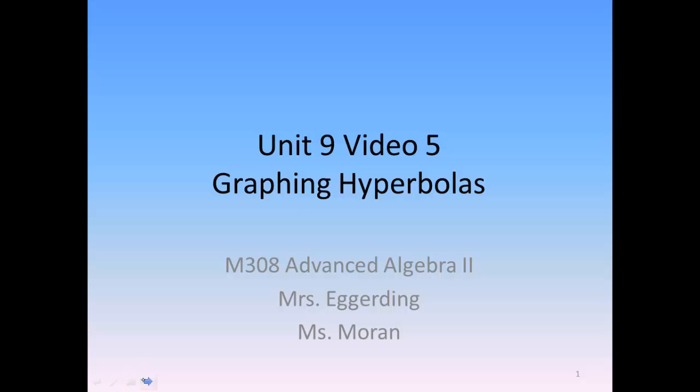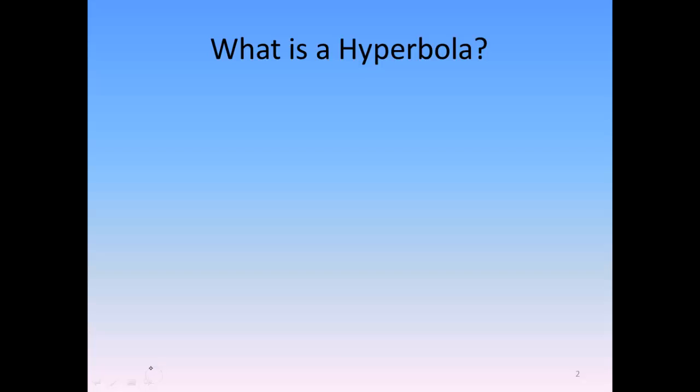You're watching video 5 of our last unit, and we're going to talk about graphing a conic section called a hyperbola. One of the things we're going to have to talk about is how to distinguish between a hyperbola and an ellipse. Before we begin though, I want to talk about what is a hyperbola.